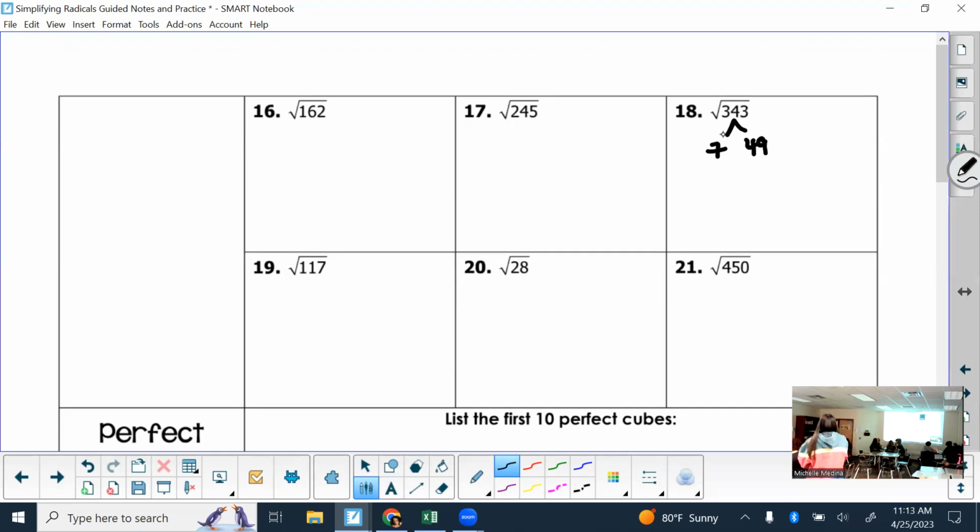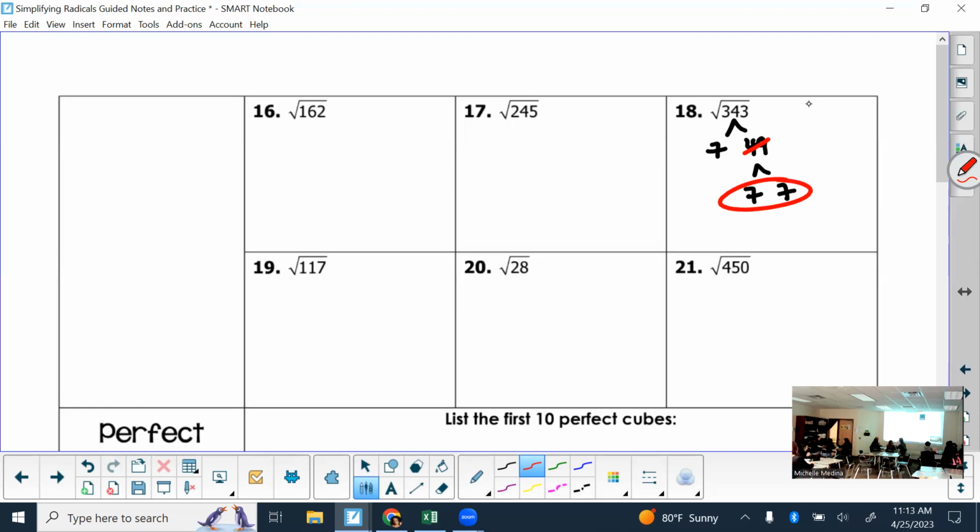Is 7 prime? Okay, so that one's broken down already. Is 49 prime? What goes into 49? All right. Now look at only your prime numbers. So don't look at the 49 or the 343 because that's what we were simplifying. Do I have any pairs of the same number? How many? I have 1 pair of 7s.